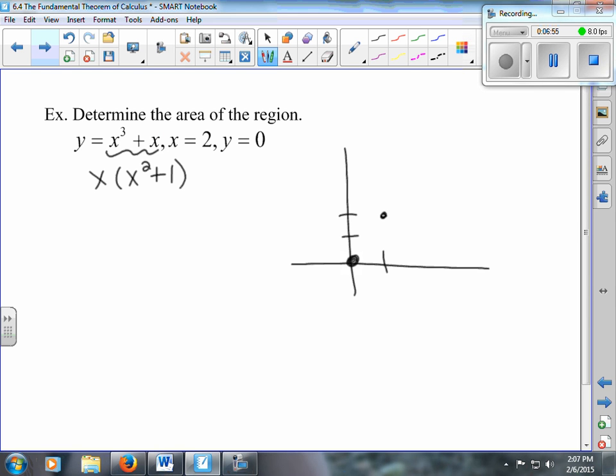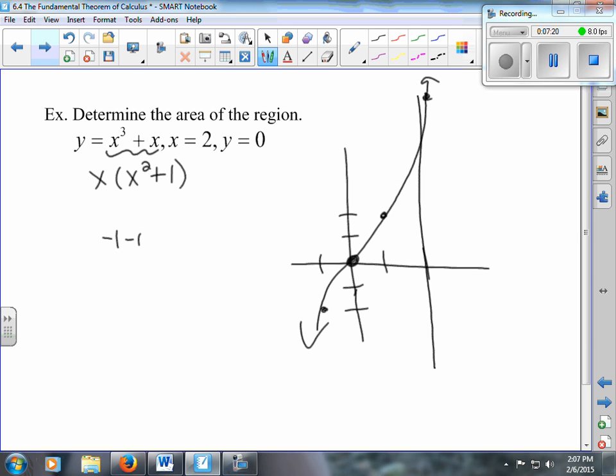What would I get at negative 1? At negative 1, I would get negative 1 minus 1. I would get negative 2. Let's find out what happens at 2. At 2, I get 8 plus 2, which is 10. Okay. So there's my x cubed plus x graph. X equals 2 is this vertical line. So this is the line x equals 2. This is the line y equals x to the third plus x. And the line y equals 0 is right here.